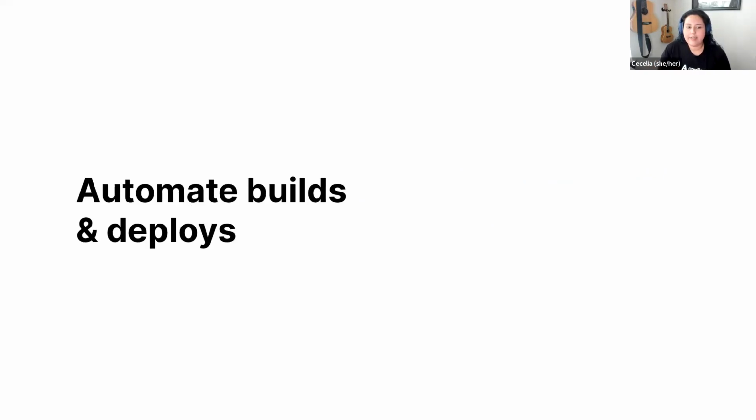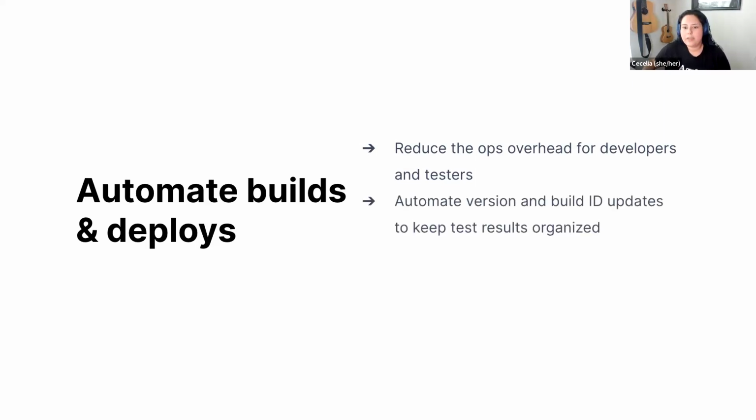Next, I recommend automating your builds and deploys whenever you can. This allows you to reduce the operations overhead for the developers and testers on your team. This means that you don't have to spend as much time trying to configure all their builds and figure out what version you're matching up to. Everything is automated. You can also automate those version and build ID updates to keep your test results organized.